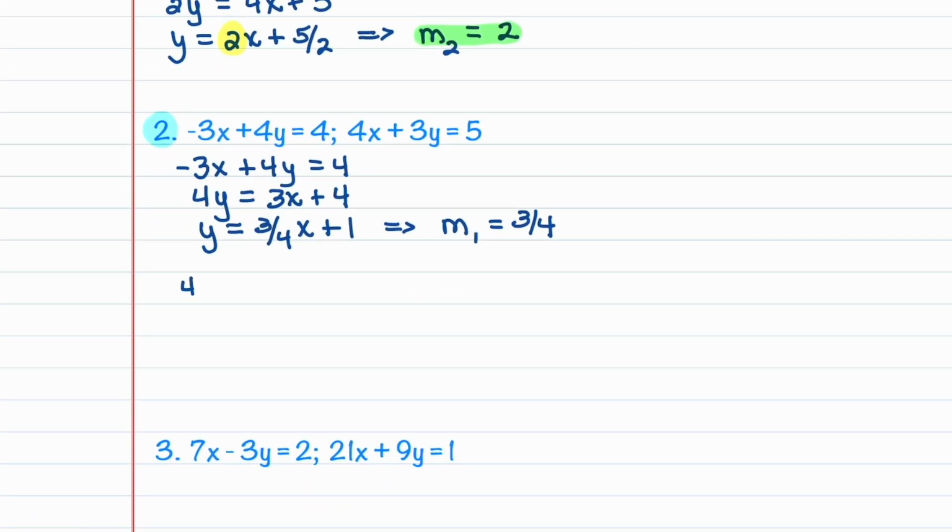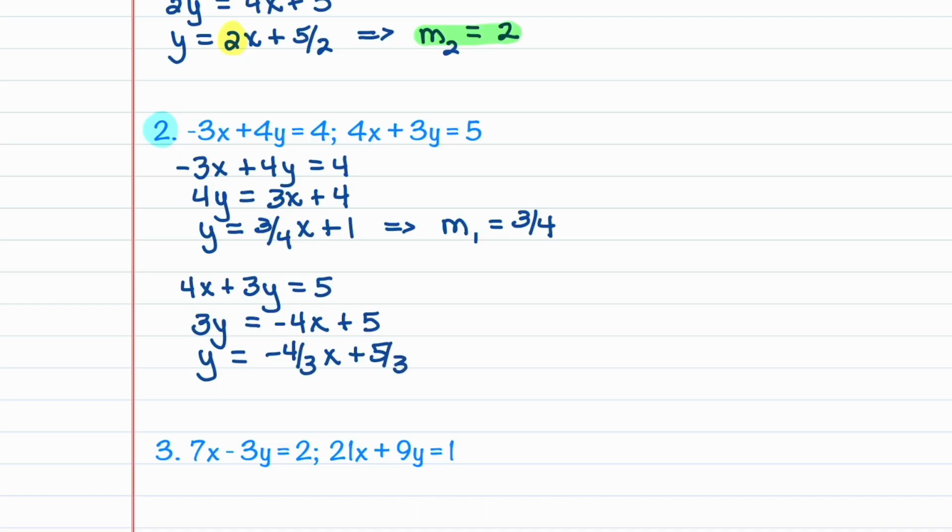Now let's look at our second line. That's 4x plus 3y is equal to 5. We're going to solve for y, so we have a 3y on the left, and we take our 4x to the right, and it becomes minus 4x plus 5. Now we'll divide each side by 3, and we have minus 4/3 x plus 5/3. So that tells us the slope of our second line, m2, is equal to minus 4/3.